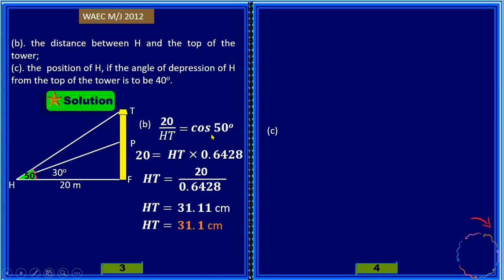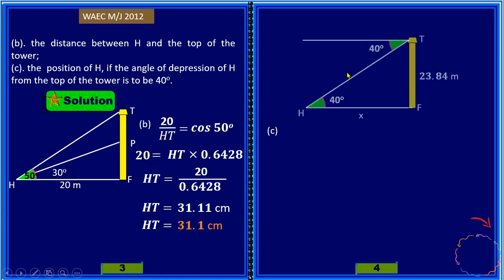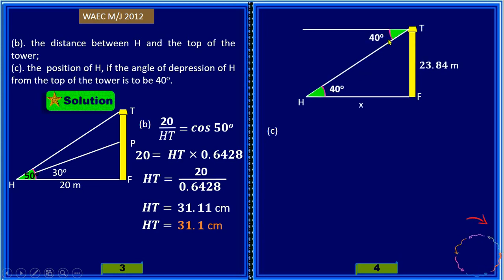So we are now going to go to question number C. The position of H if the angle of depression of H from the top of the tower is to be 40 degrees. Now this is the diagram. This is the angle of depression, 40 degrees from the top of the tower, looking at H, the new position of H. This is not the old position. These two angles are equal, alternate angles. So this is depression and this is elevation. So now we are going to find x.